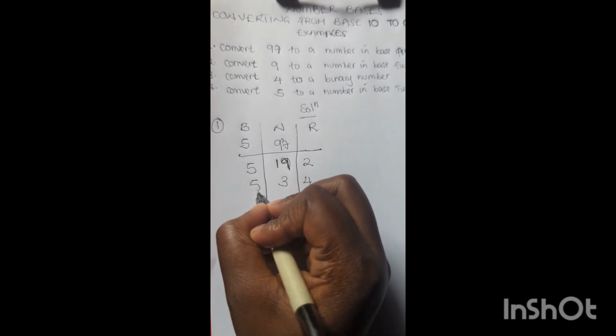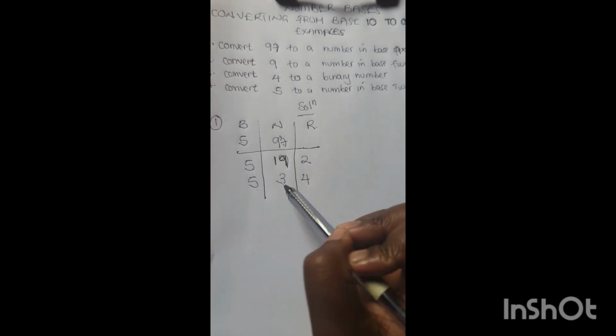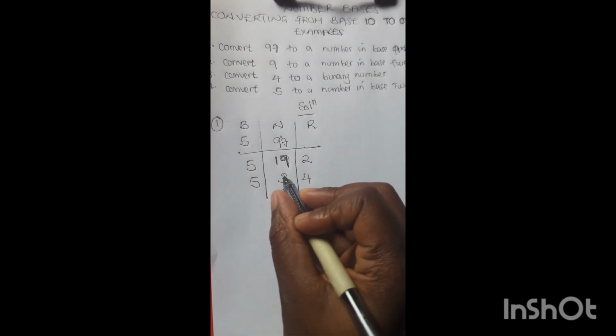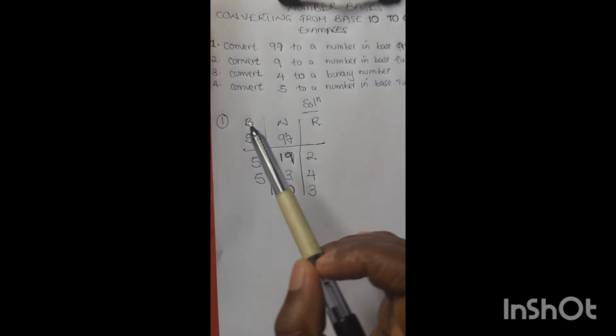Okay, then next again you write the 5. You only stop when the last number in the N row here is 0. So 5 into 3, can 5 go into 3? No, right? It can't. So you write 0, and then this 3, you carry it to the next column. So 3. Let's go through that.